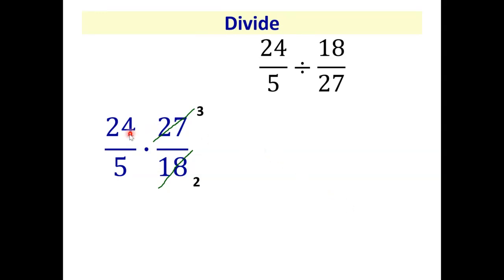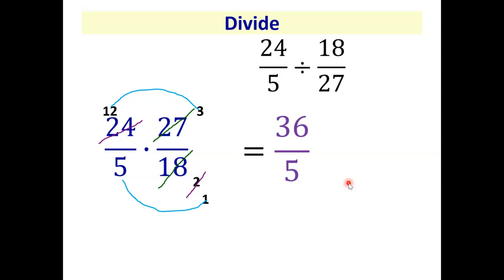Now, one more time I have to go because 24 and 2 can go directly. So I'll go one more time. 2 divided by 2 is 1. 24 divided by 2 is 12. I think I'm done reducing now, diagonally and vertically. So the only option more for me is to multiply across. So 12 times 3 and 5 times 1, go ahead and multiply. That should give you 36 over 5, which I cannot reduce. So this is how you will divide.